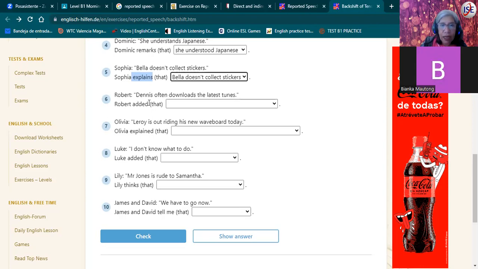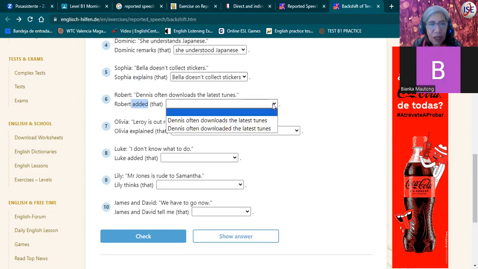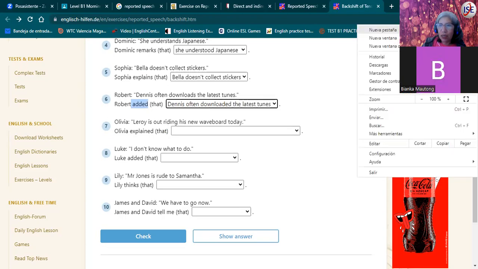Dennis often downloads the latest tunes. Here is past tense, so we have to change. Robert added that Dennis often downloaded the latest tunes. The latest tunes. Latest. Okay, give me a second.